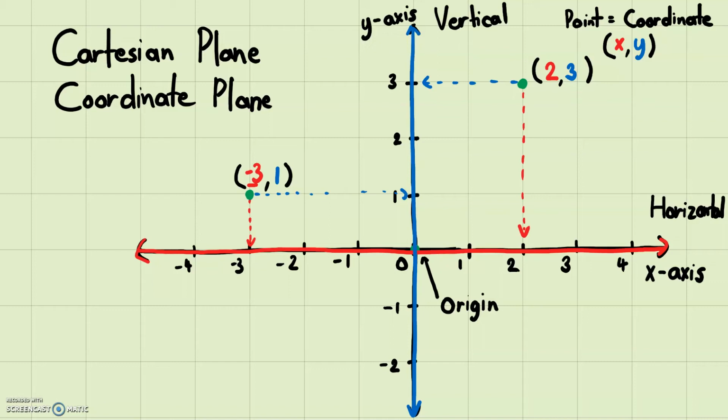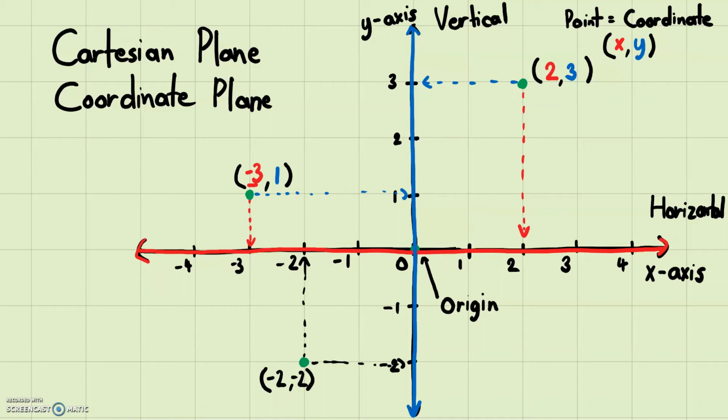Let's try one more point right here. What are the coordinates of this point? The x-coordinate is going to be on the red line, which is -2. The y-coordinate is going to be on the blue line, which is also -2. So -2, -2 is going to be the coordinate of that point. This is how you find the coordinates of a point.